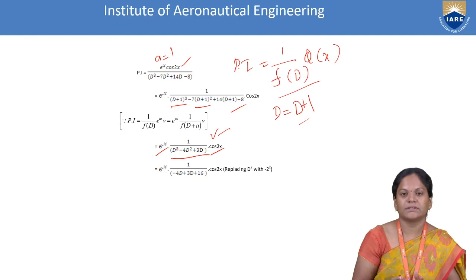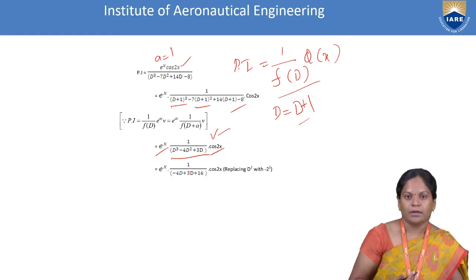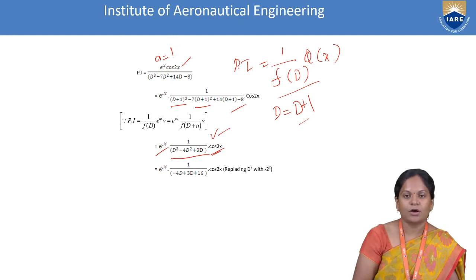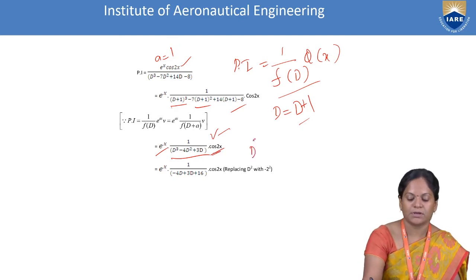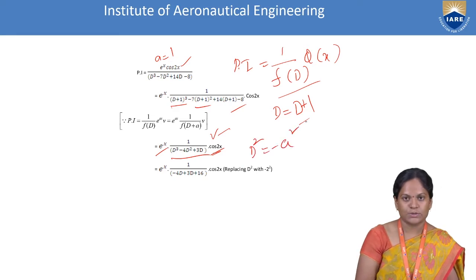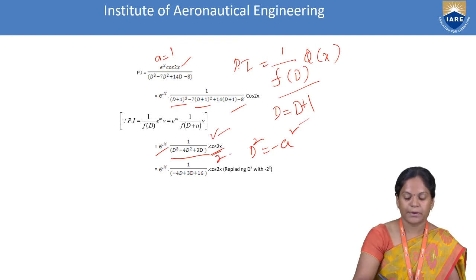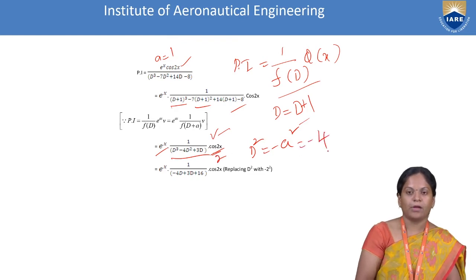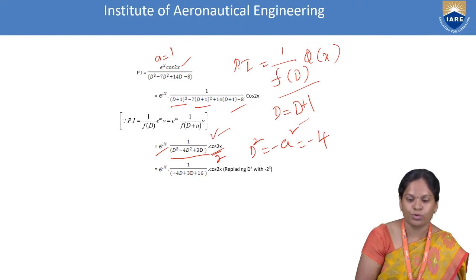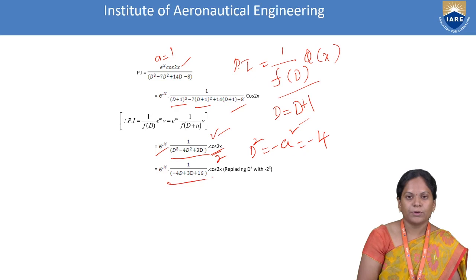D cube terms are written on one side, d square terms, d terms and the constant term. Then you will get another form of f of d. That is d cube minus 4d square plus 3d into cos 2x. Already we know, where q of x is either cos or sine, we just replace d square equal to minus a square. In this case, a is nothing but 2. Minus a square is nothing but minus 4. Now replace d square as minus 4 in this denominator. D cube is nothing but d square into d, we can write.